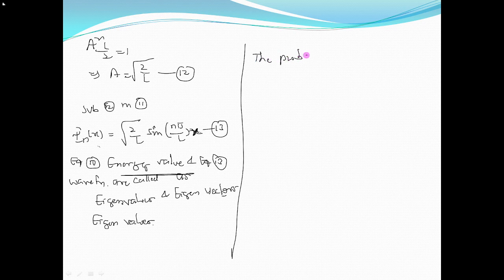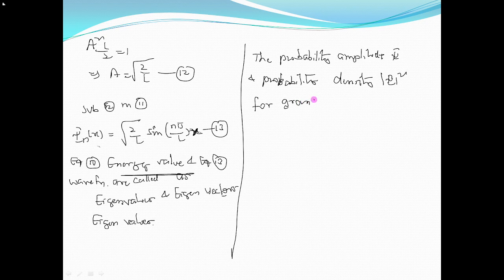Now see here, the probability amplitude psi and probability density, modulus of psi square, for the ground state and first two excited states is shown in the figure. So we can see in the diagram.